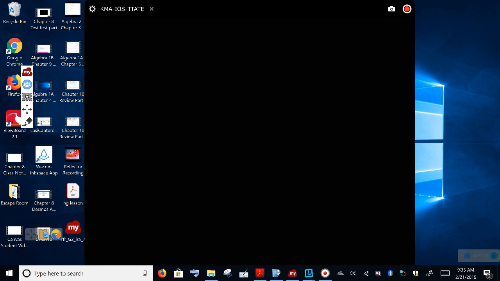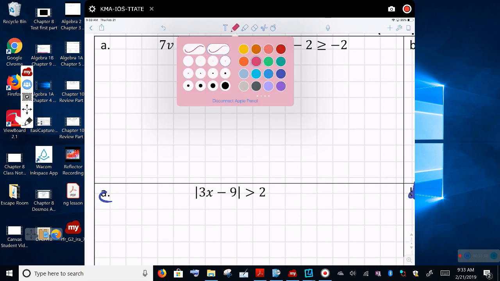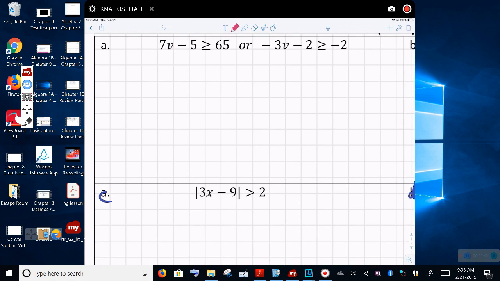If you see this or, it does not mean pick one problem or the other. It means you're going to shade one way or you're going to shade the other way. So we'll do this one real quick. I got to get the v by itself on the left one. So I would add 5 to each side.